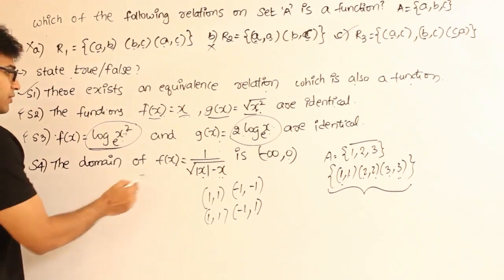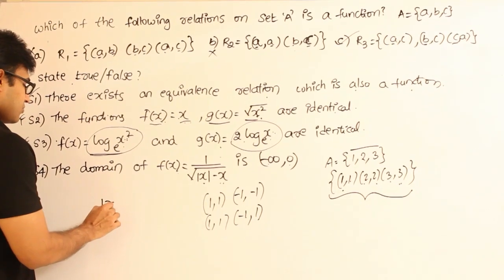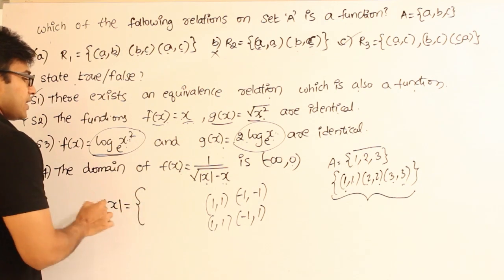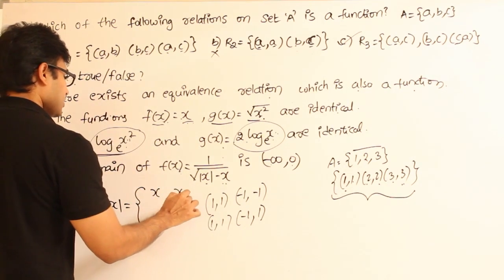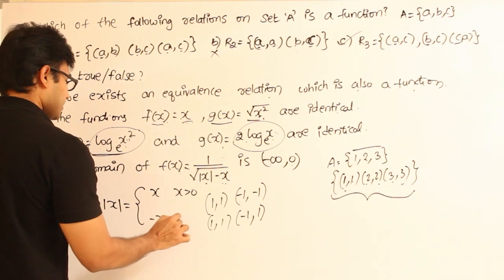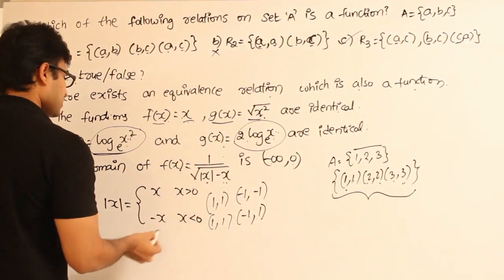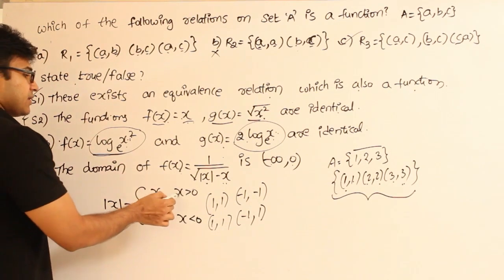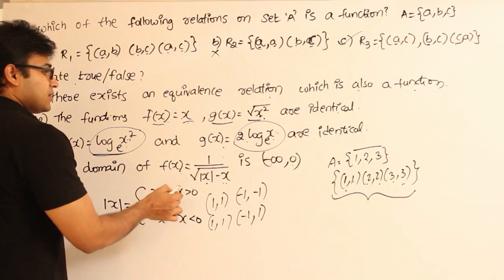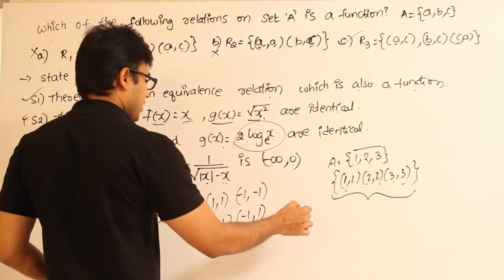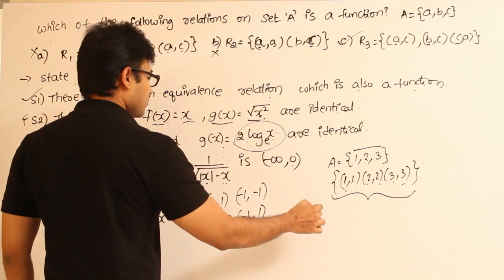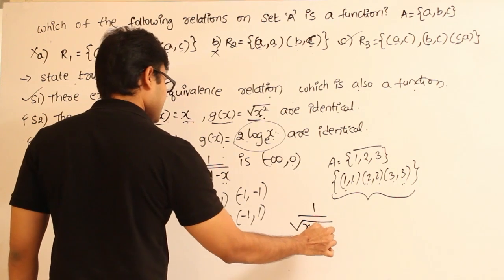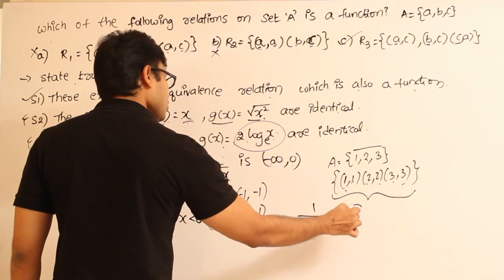In order to analyze this, you should understand what is mod x, and we know that mod x is actually x when x is greater than 0, and it is minus x when x is less than 0, and of course it is 0 when x equal to 0, right? Now when x is greater than 0, it is going to be x. So if you try to define this function for x greater than 0, then 1 by square root of, in place of mod x I am placing x, minus x, which is nothing but 1 by 0.